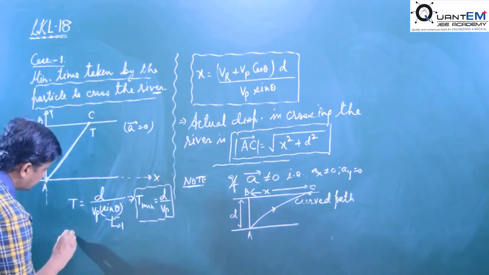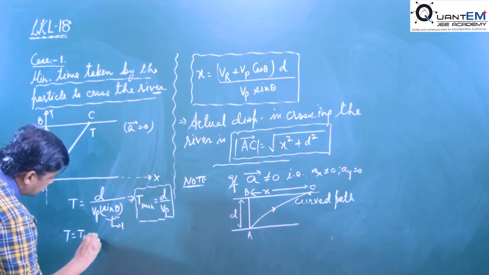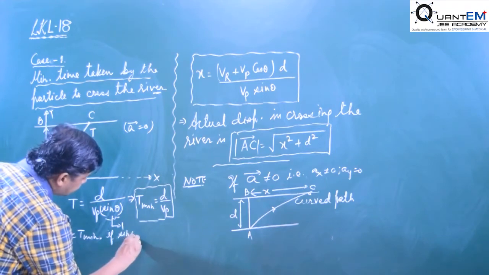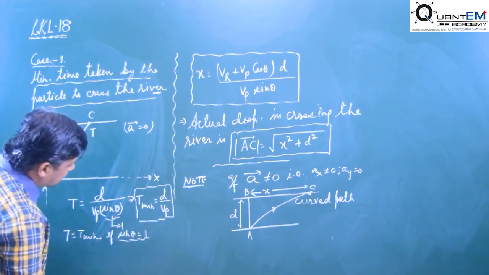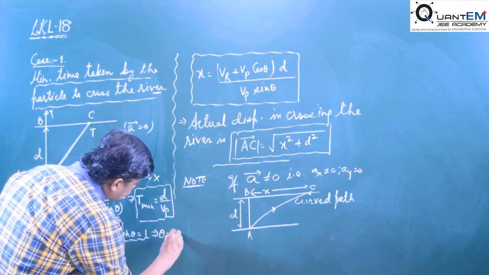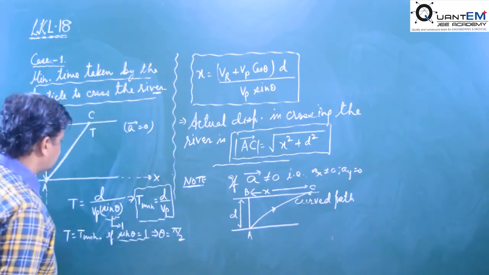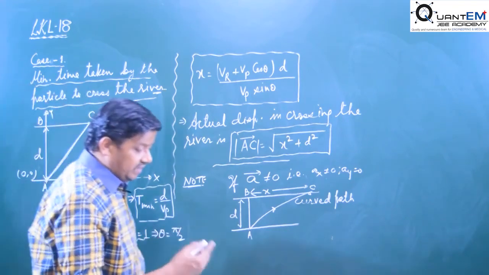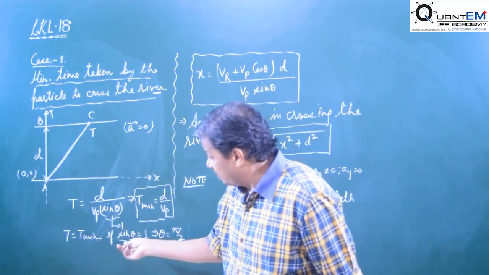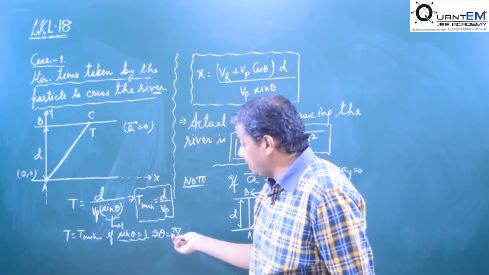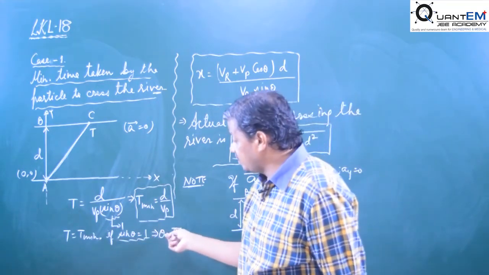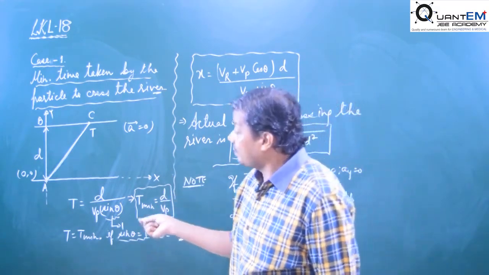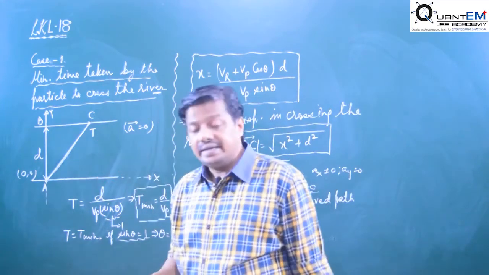So for minimum time, t is minimum only if sin theta is equal to 1. Sin theta is 1, that means theta is equal to 90 degrees. So sin 90 is always 1. That means the velocity of the particle must be perpendicular to the velocity of the river. Theta was the angle between Vp and Vr. So the velocity of the particle must be perpendicular to the velocity of the river for the total time period of motion. In that case only the particle will take minimum time to cross the river.